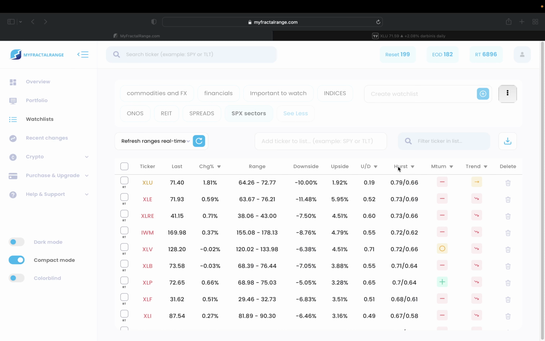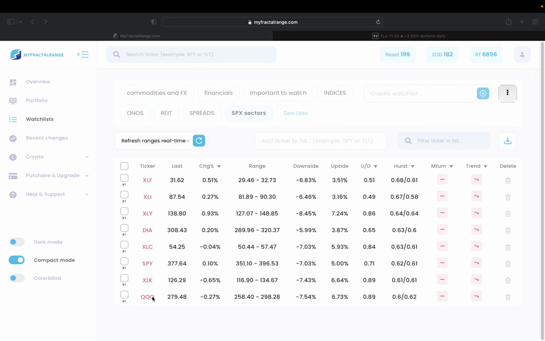And now I will show you a simple example of what a strongly trending asset is and what a choppy asset is. So for example, here I have a watch list of SPY sectors and main index ETFs, and I have it filtered based on the 3-month Hurst exponent. And we can see that in this list XLU has the highest 3-month Hurst of 0.79, and QQQ has the lowest 3-month Hurst of 0.6.